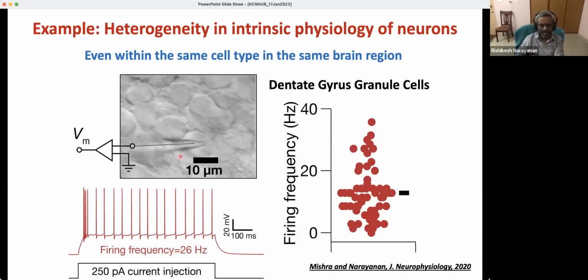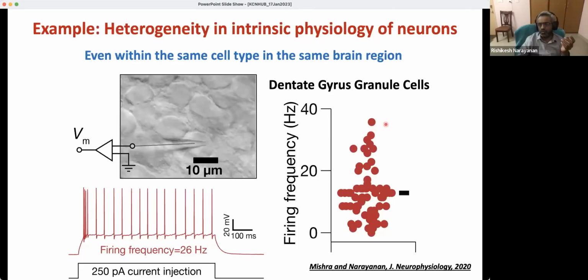So this is a recording from Poonam. These are nice and beautiful dentate gyrus granule cells, and she's recording from one single neuron over here, and you see that there is a 250 picoampere current injection, and this elicits a firing pattern, and you have a firing frequency of 26 hertz. But if you now pass on to other neurons that are present either in the same slice or another slice of the same brain region, you would see that there is a distribution of how exactly this firing frequency manifests for the same 250 picoampere current injection. It's not like all the neurons that are present over there exactly give you 26 hertz of firing frequency, but some of them don't fire at all.